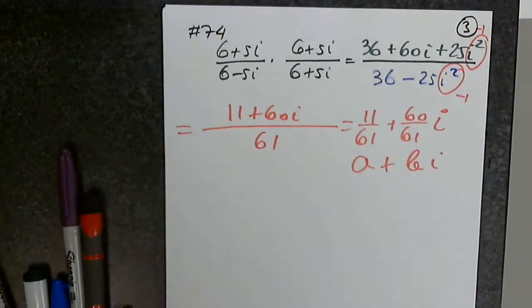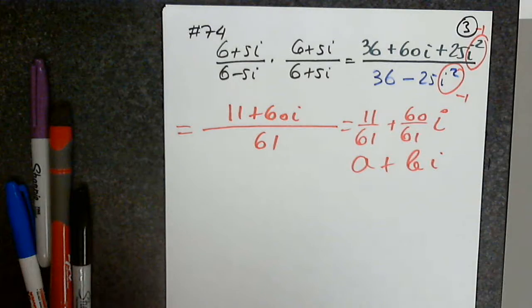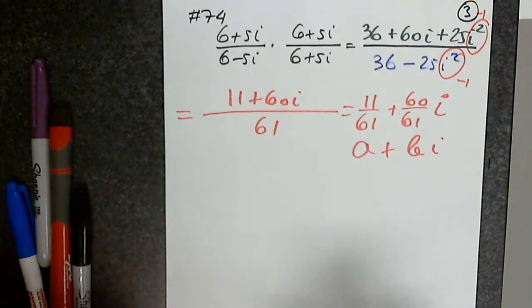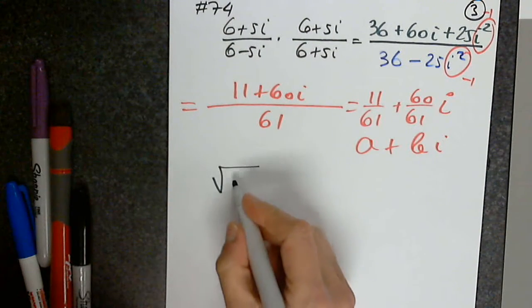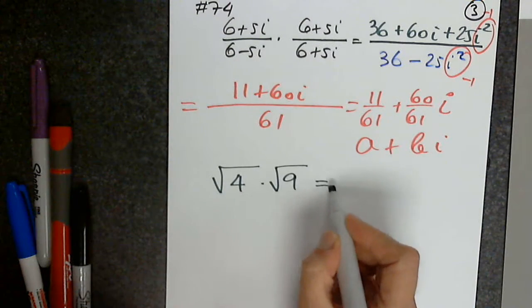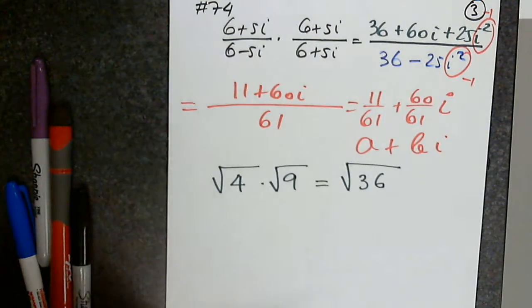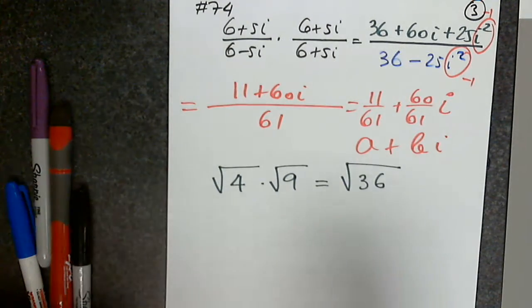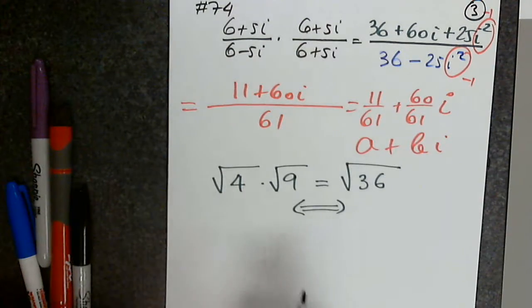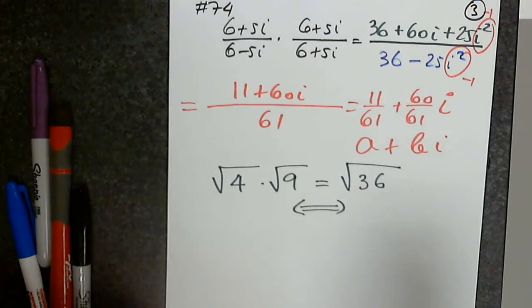I want to draw your attention to another important detail. Here is the detail I'm referring to. If I want to multiply the square root of 4 by the square root of 9, am I allowed to write the square root of 36? Is this true going back and forth? Absolutely, this is correct.